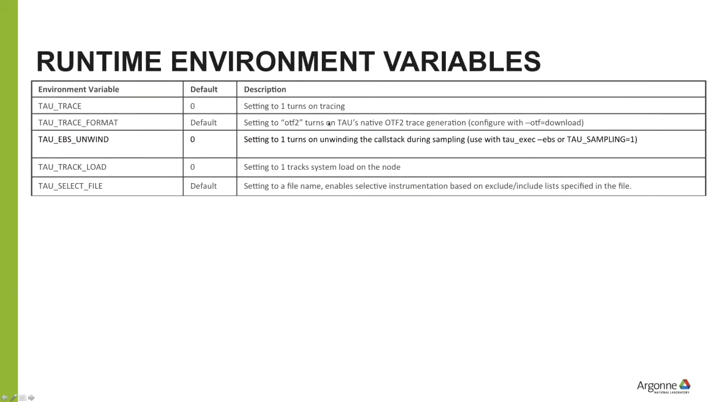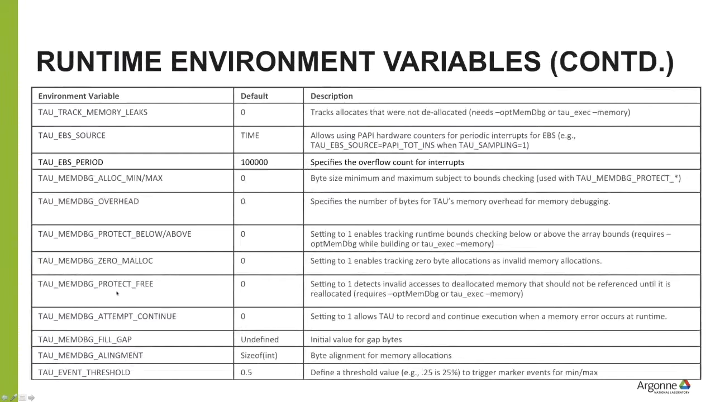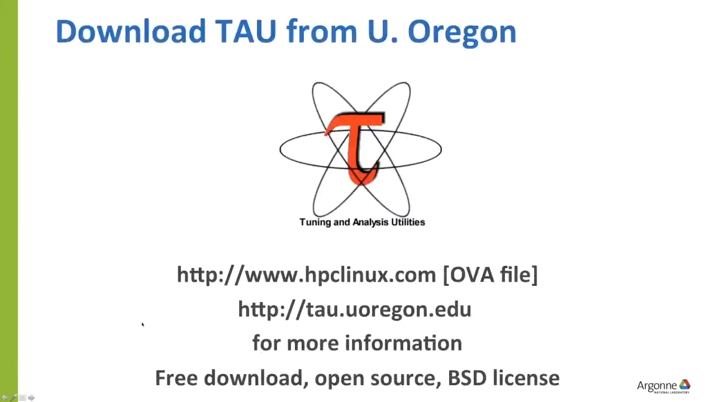This is a new option, TAU_TRACE_FORMAT equals OTF2, which will generate OTF2 traces natively from tau. There are other ways to generate this too, using the Score-P package. And you can see that tau can interface with multiple packages like this. You can specify a selective instrumentation file. You can track the load on the node. You can look at the memory leak. You can see all the memory options here.